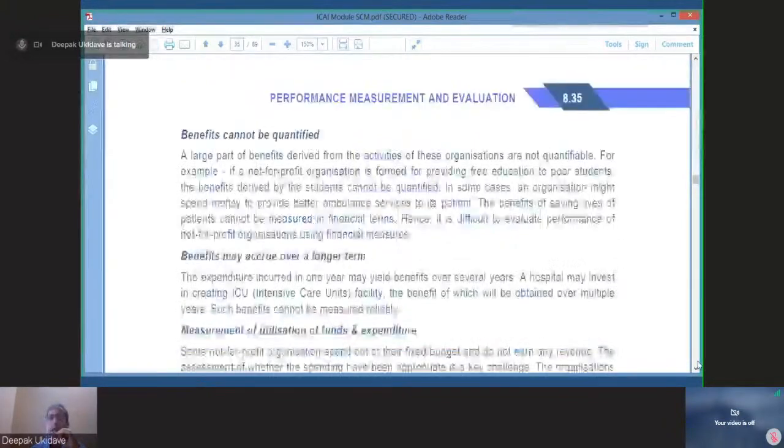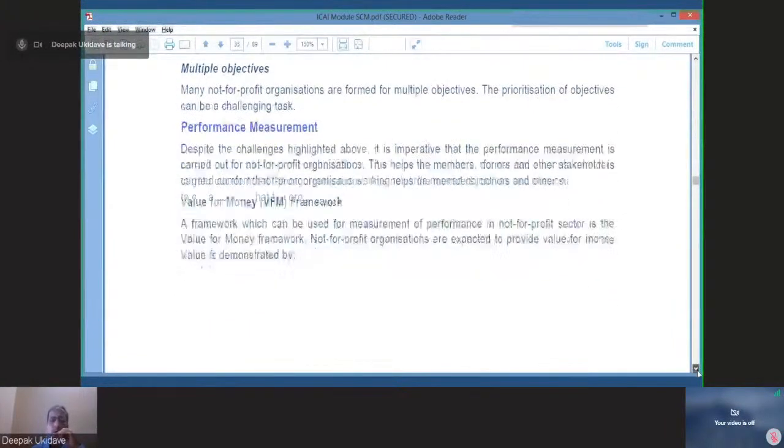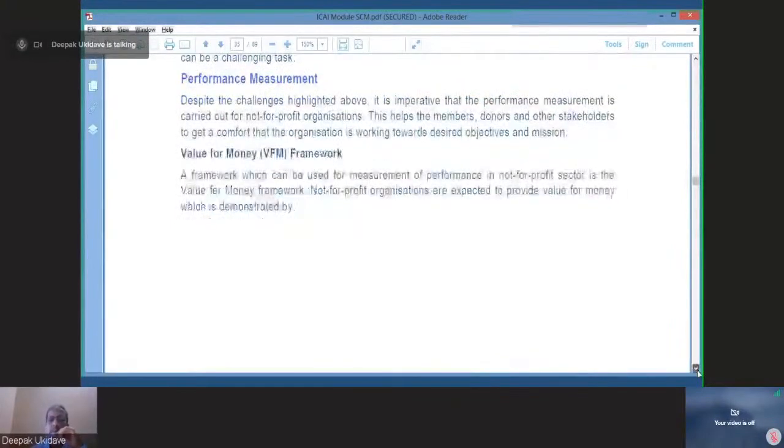And therefore, we have a special model which is used generally for not-for-profit organizations, and that is the value for money framework. Now, this is something which is used by most non-profit organizations to evaluate or measure their performance. It is called VFM, the value for money framework. What is this value for money?